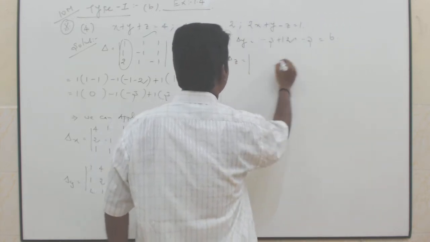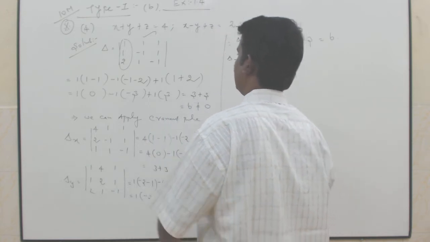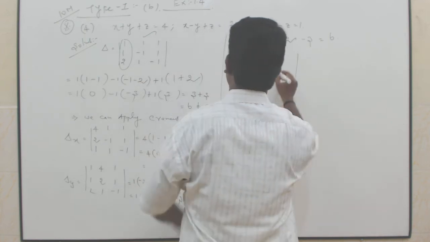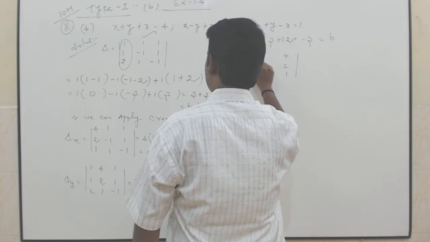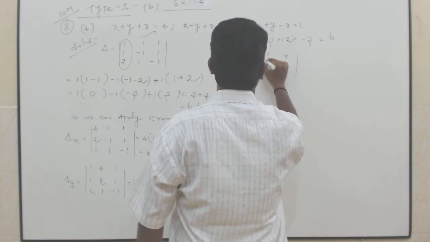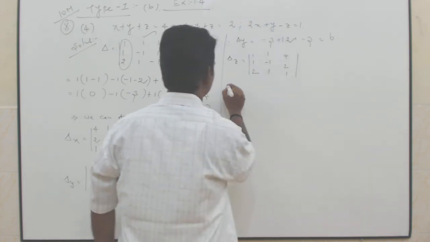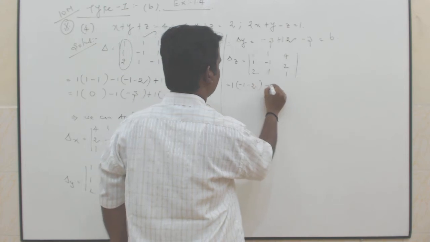Next you find out what is delta z. How will you find out delta z? Replace the third column by the right hand side constants. 4, 2, 1. Write the first column and the second column as it is. 1 minus 1, 1. Now expand this, 1 into minus 1 minus 2.